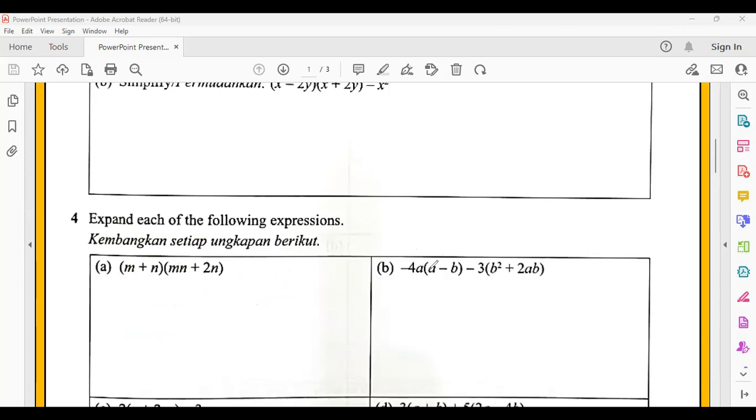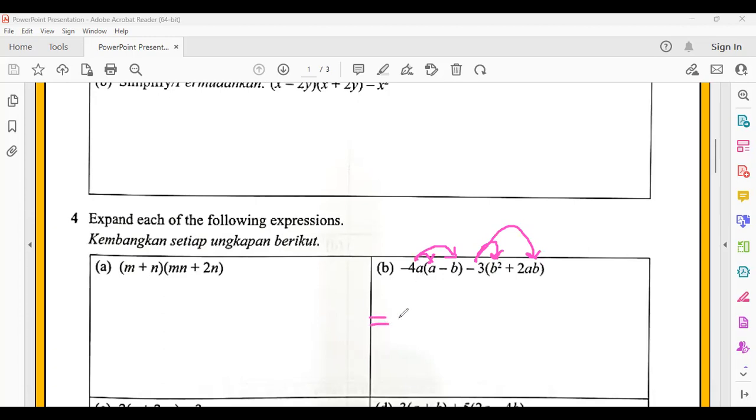Now this one is not that bad. It's not that bad because there's no double brackets to multiply. It's just this negative 4a must be multiplied with all the terms inside here. And then this negative 3b will multiply with this and will also multiply with this. That's all. So what happens? The only thing here is you've got to deal with negative numbers and squares.